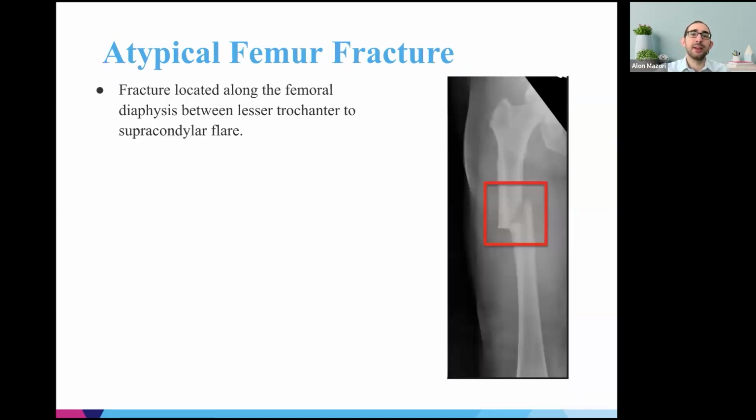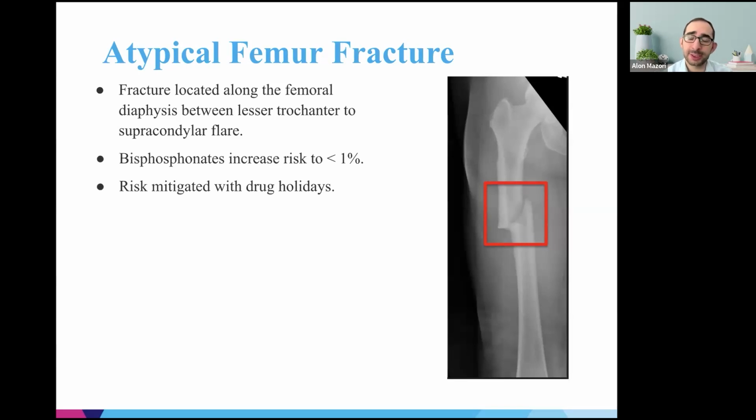If we talk about the other very rare risk, atypical femur fracture. This is a fracture located along the femoral diaphysis between the lesser trochanter and supracondylar flare. What I tell patients is that they might have a broken bone in the middle of their leg bone.